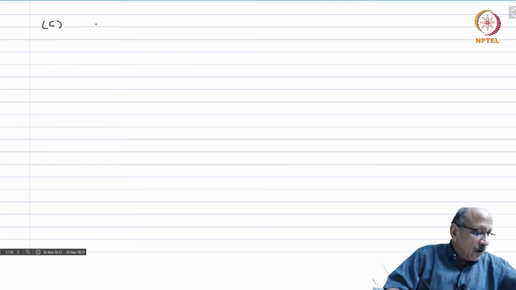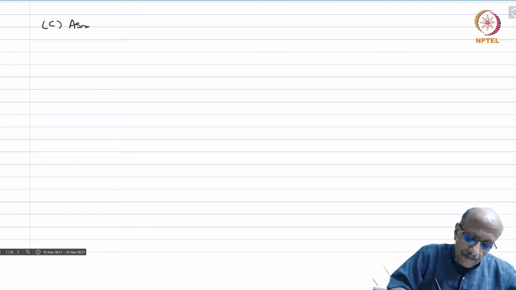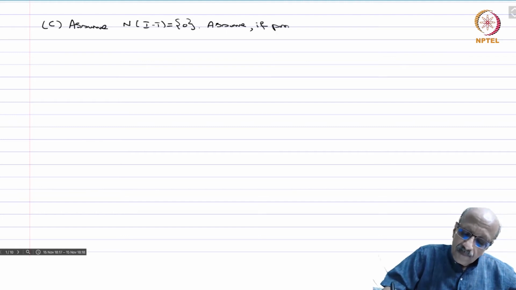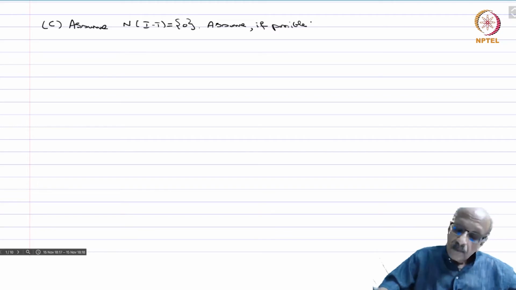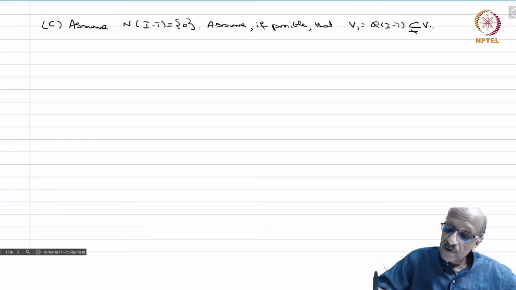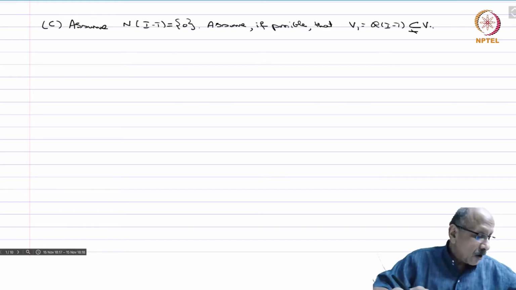This is part C. So assume the null space of I minus T is the singleton {0}, that is, I minus T is injective. So to show it is onto, assume, if possible, that V1, which equals the range of I minus T, is strictly contained in V. Okay, so this is not equal to V. So we have to get a contradiction.